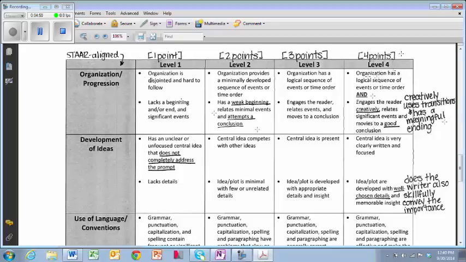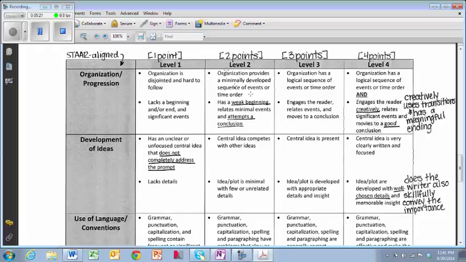You'll find that if the organization, really meaning how the paragraphs are outlined, is really disjointed or hard to follow, like you're confused because of where the paragraph breaks happen, or they just don't even have a beginning or an end. Maybe they talk about a time they were afraid and they don't even end it with how they resolved that issue. That would lack an ending and significant event, so it would be down at a level 1.